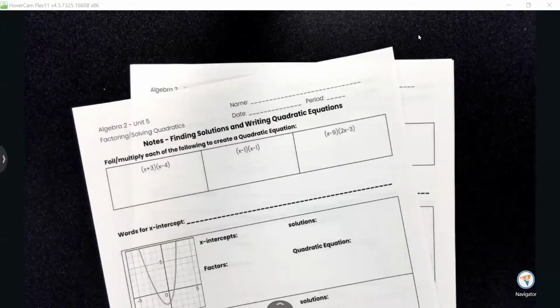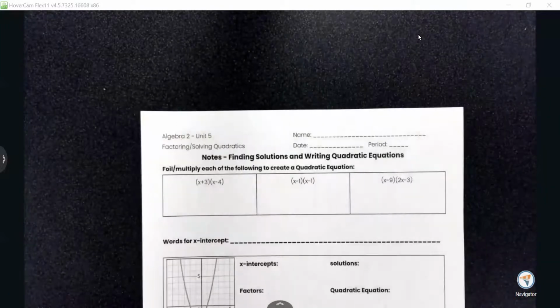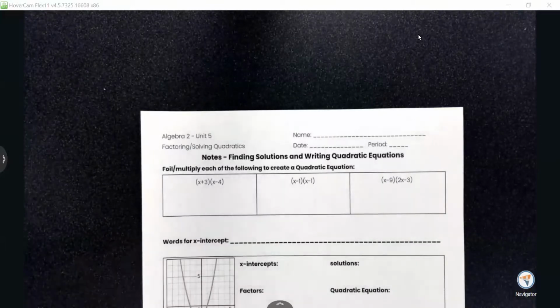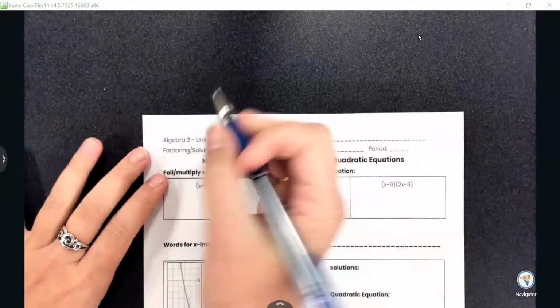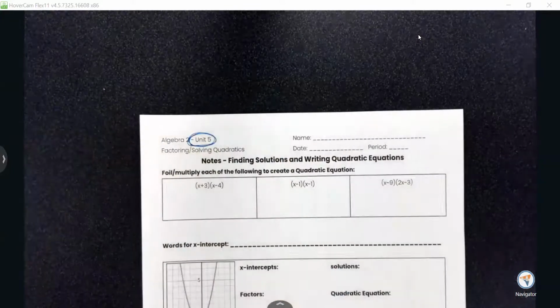Here we go. This is unit 5. The packet for this unit is for the entire unit. Don't lose it. You don't get another one. It's for the whole 2 weeks. This packet is for 2 weeks. So this is unit 5. If I were you, I'd circle it or underline it so you know what unit this is.